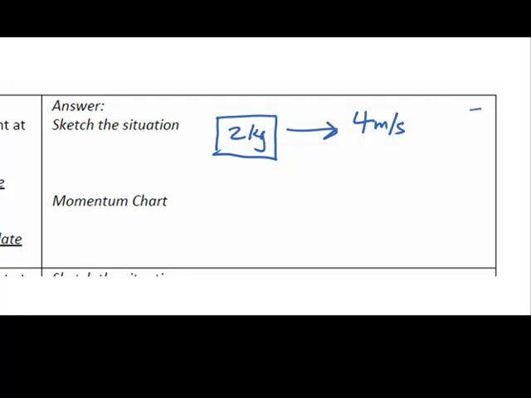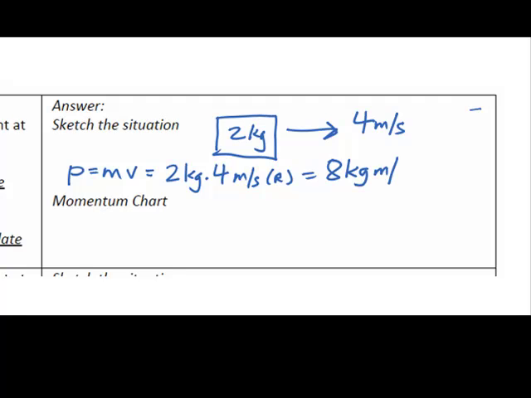What's the momentum of the ball? Calculate with units. Use the value P for momentum, which is mass times velocity. That's going to be equal to 2 kilograms times our 4 meters per second to the right. That's going to be 8. Now these interesting units of momentum are kilogram meters per second to the right.